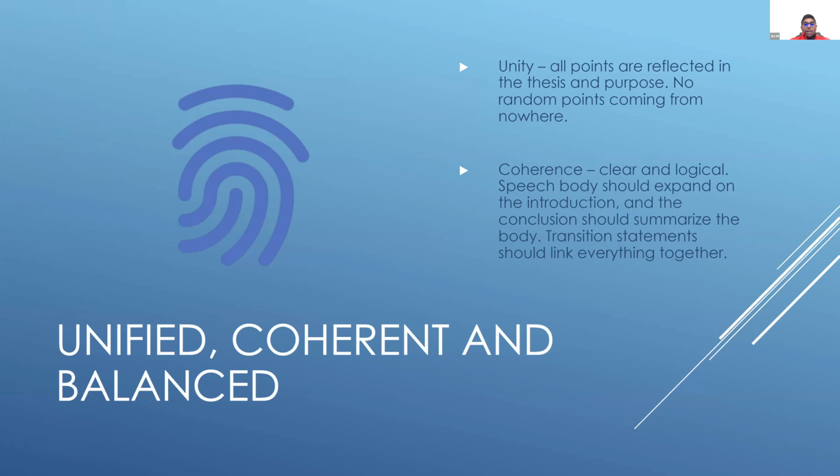So your speech body should expand on the introduction. You're going to be stating your main ideas and giving a glimpse of what your speech will cover in the intro. And the body should definitely expand on that with your main ideas and the evidence to back those up. The conclusion summarizes the body, and you would use transitions so that you can link everything together and the audience clearly knows when you're shifting from one part of your speech to the next. So from your introduction to your main idea 1, or from your main idea 1 to your main idea 2, there should be some level of transition that notifies the audience that you are moving on from one topic to the next.